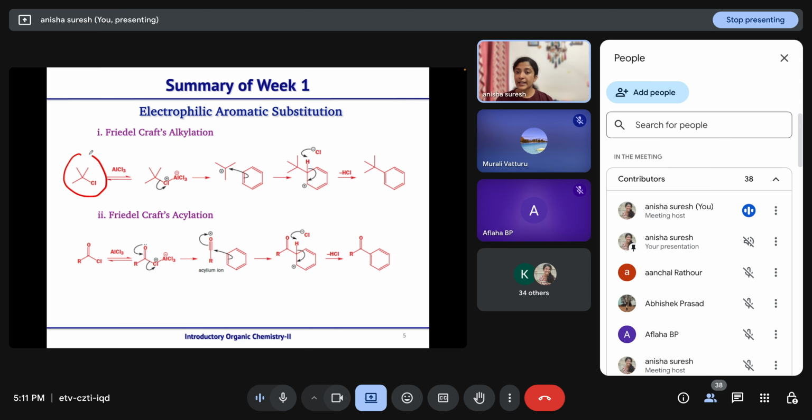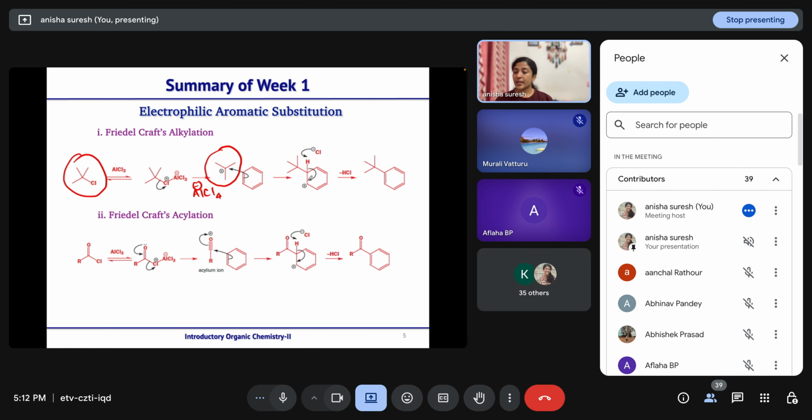So when we have an alkyl chloride in the presence of AlCl3, which is a Lewis acid, it will coordinate with this chlorine, and this group will leave as AlCl4 minus. So it will result in the formation of a tertiary carbocation. This aromatic ring will go and attack the tertiary carbocation, resulting in the formation of this intermediate.